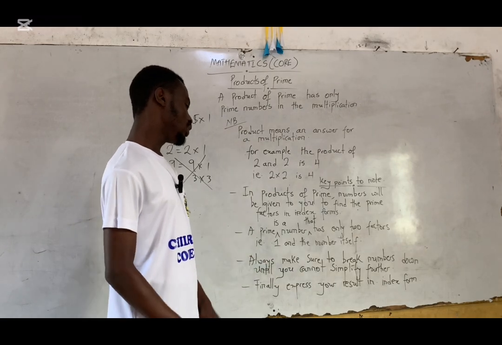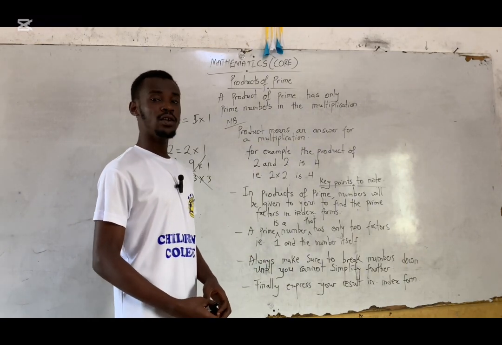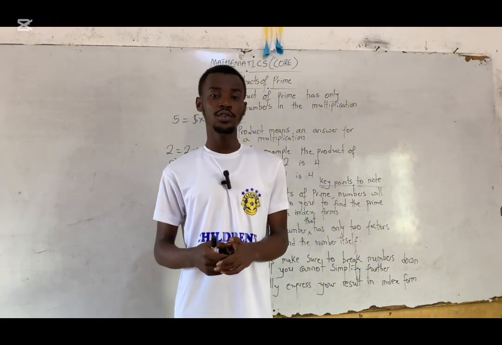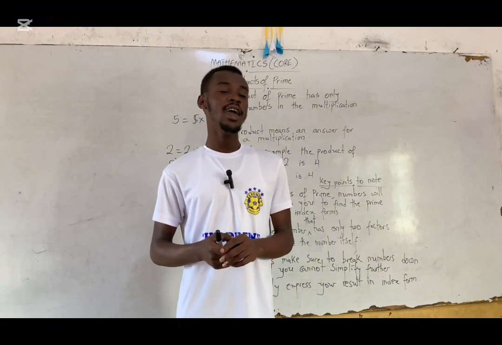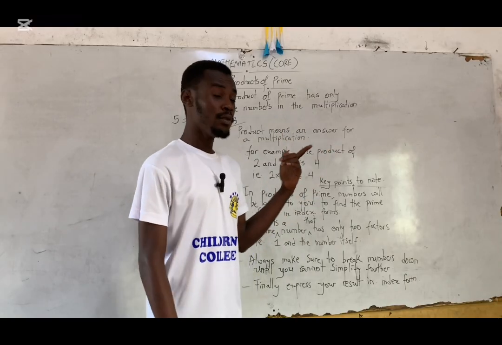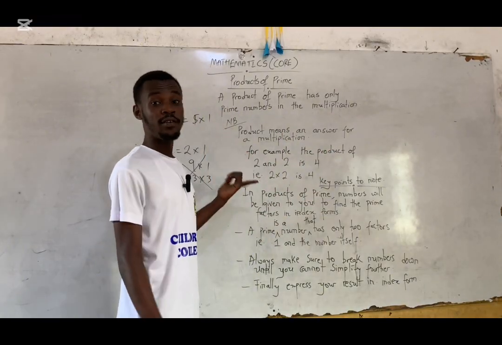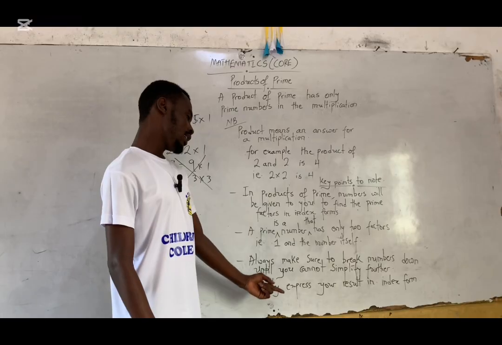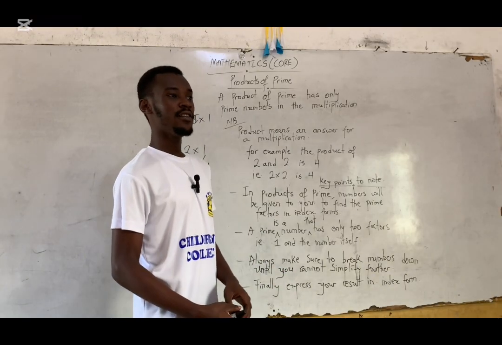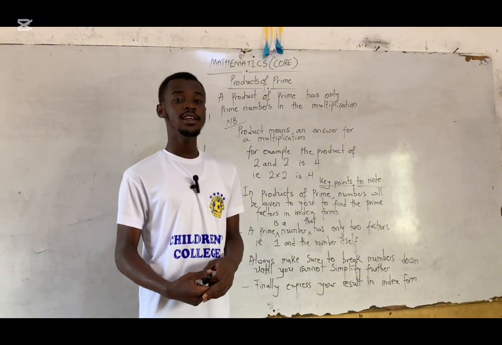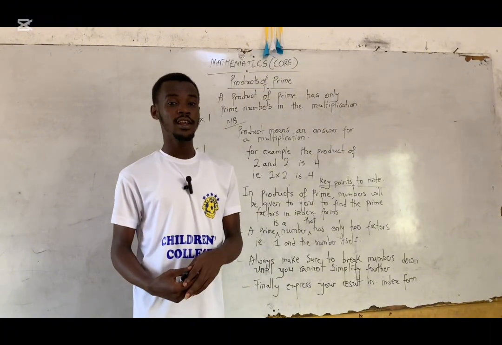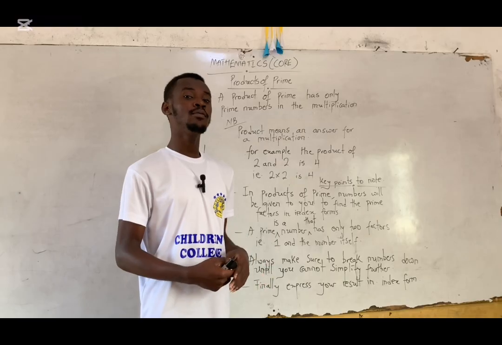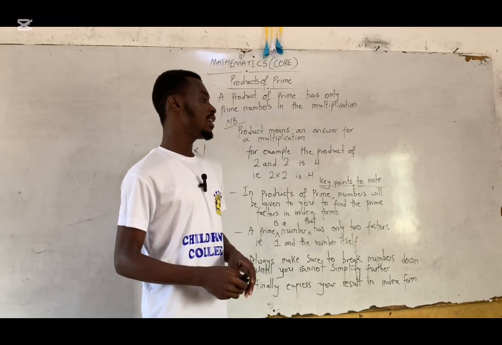The next one: always make sure to break numbers down until you cannot simplify further. So the numbers you'll be given to find their product of prime, always make sure you simplify to the lowest term, and the lowest term will be the prime numbers. Because if I have 5 times 1 equal to 5 and no other factor, then it means that is the simplest form. And finally, express your results in index forms. We are going to raise repeated multiplying numbers in their index forms.